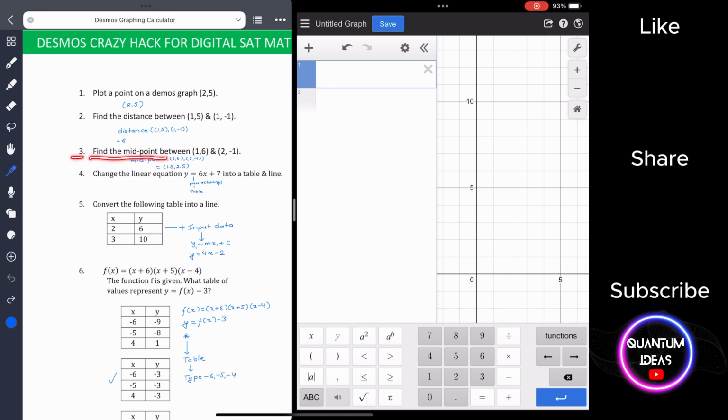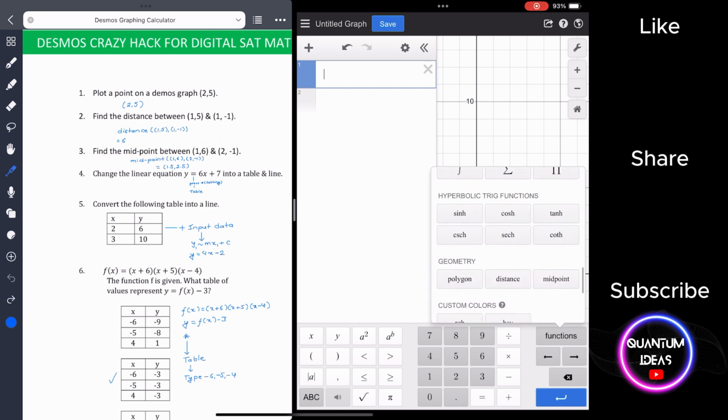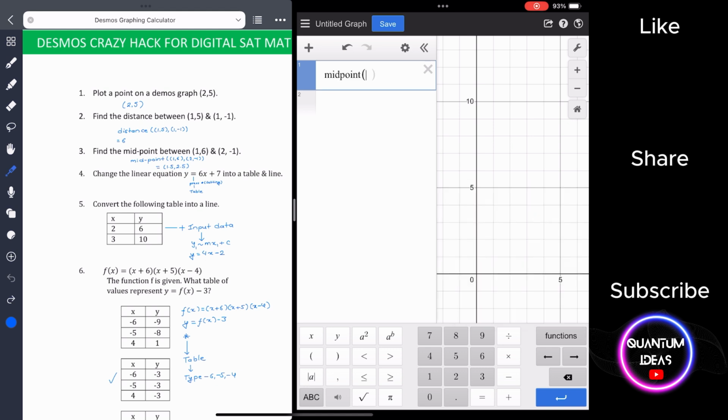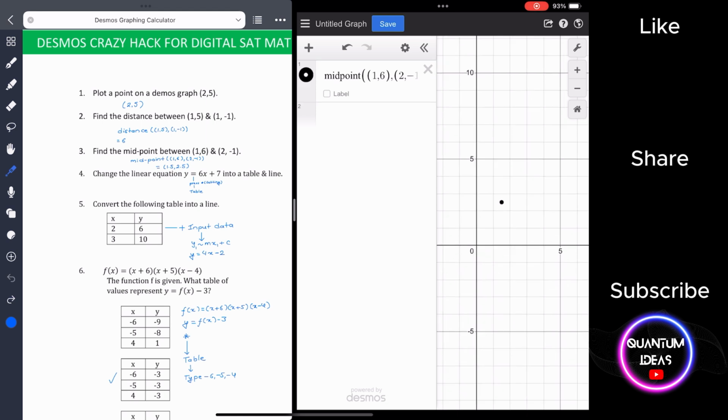Find the midpoint between 1 comma 6 and 2 comma minus 1. So let's find the midpoint. For the midpoint you can again go to the function and go to midpoint, or you can also type it on your keyboard: midpoint, and then type the points 1 comma 6, close the bracket, give a comma, and type 2 comma minus 1. Okay, so you get the midpoint. Just tap on the graph, you can see 1.5 comma 2.5 is the midpoint. You can also label it on the graph simply. Okay, let's go to the next question.